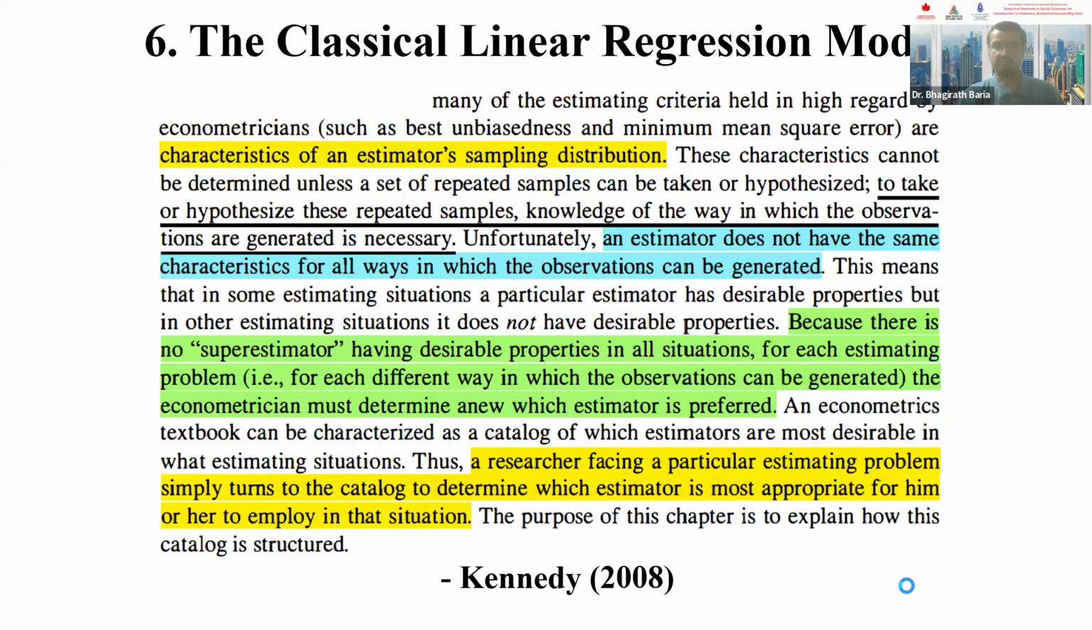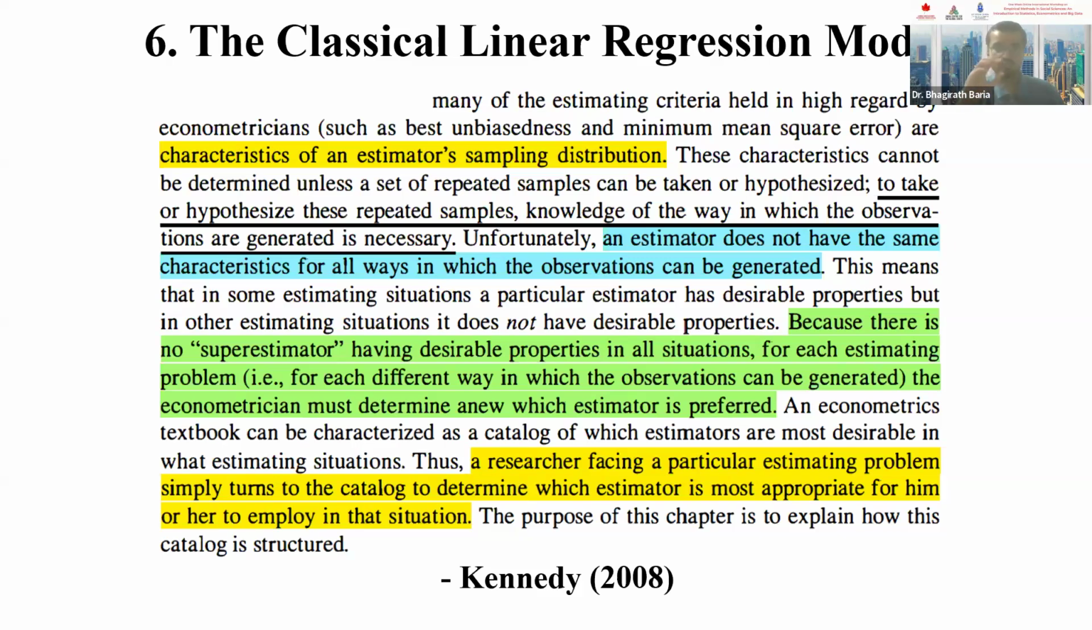So the researcher facing a particular estimating problem will turn to the menu catalog of econometrics, and find what kind of situation am I facing, what kind of data I have, what kind of X variables I have, what kind of process may be going on. Based on that, a good econometrician, a good empirical analyst in social sciences, will decide which estimator to use. By estimator, we mean which econometric technique to use.